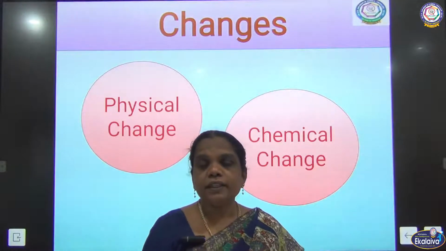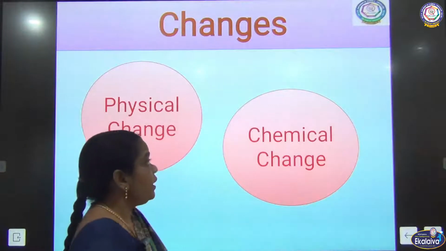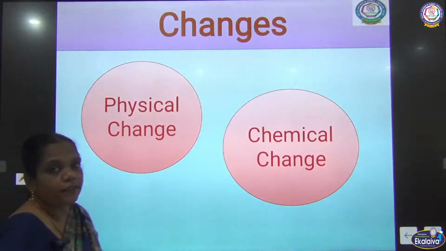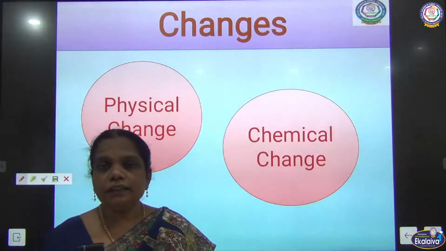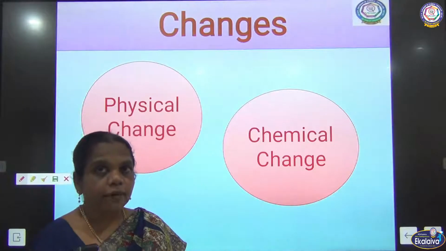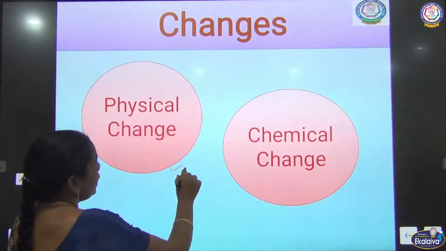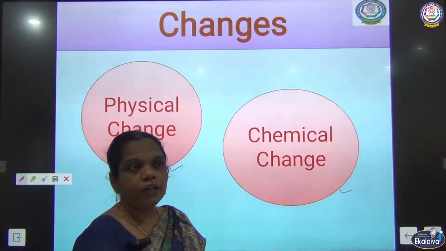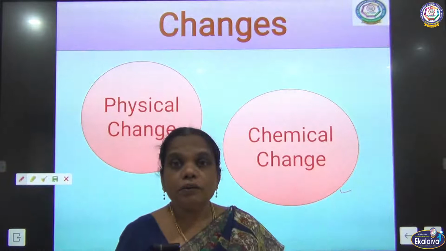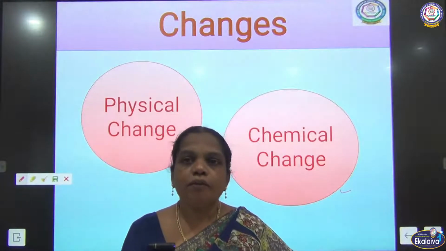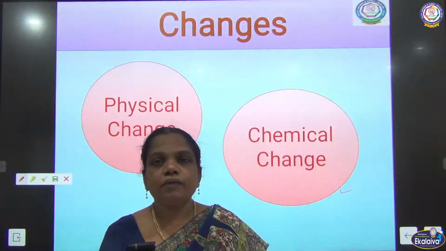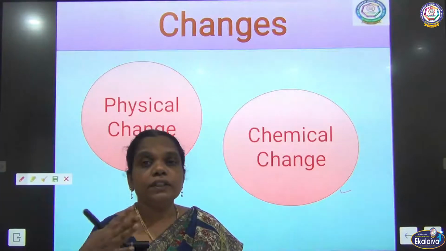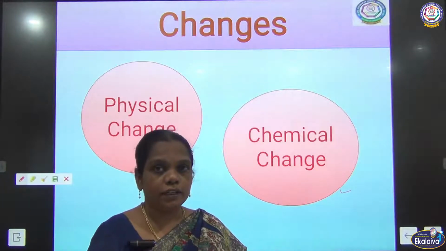Changes can be classified as physical change and chemical change. There are many changes around us, and they can be classified as physical change and chemical change. So far we saw some examples. Among these, some were physical changes and some were chemical changes. Now we are going to learn about physical change, what happens during these changes.